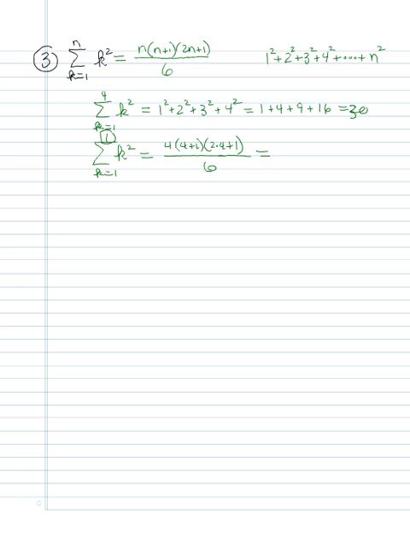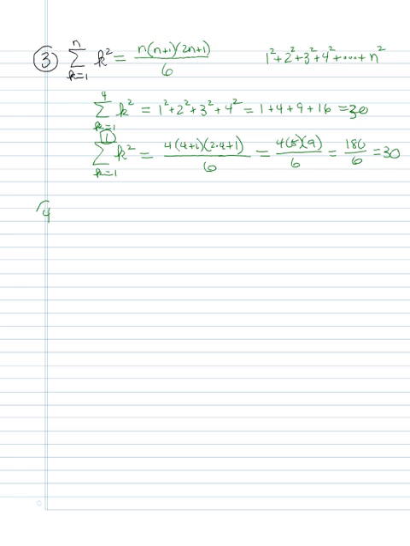Well, that would be 4 times 5 times 9 in the numerator, all divided by 6. And 4 times 5 is 20, and 20 times 9 gives us 180. So this is 180 divided by 6, which is, in fact, 30. So it's just a small example to show that it works. It works in that small example, but it is true for any number n that we're adding to.